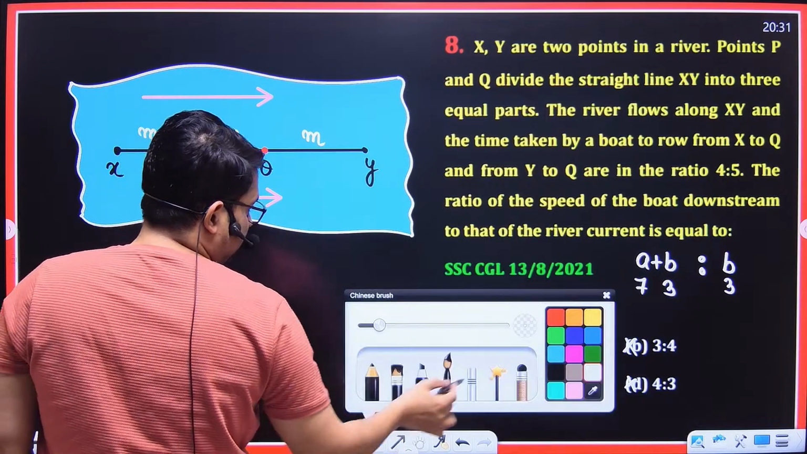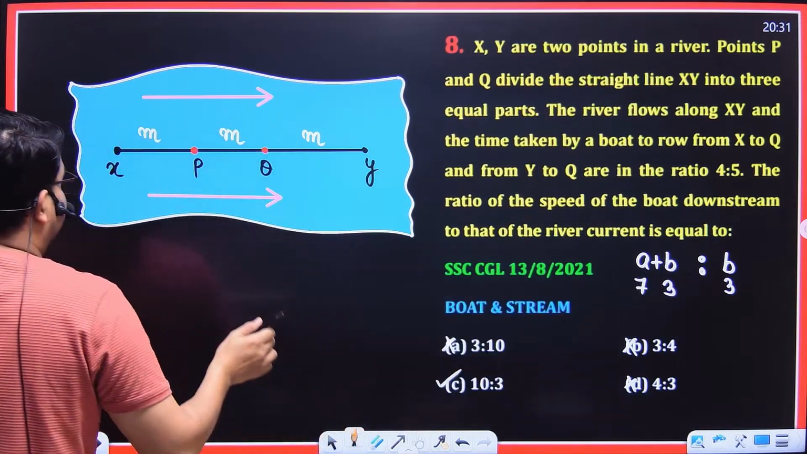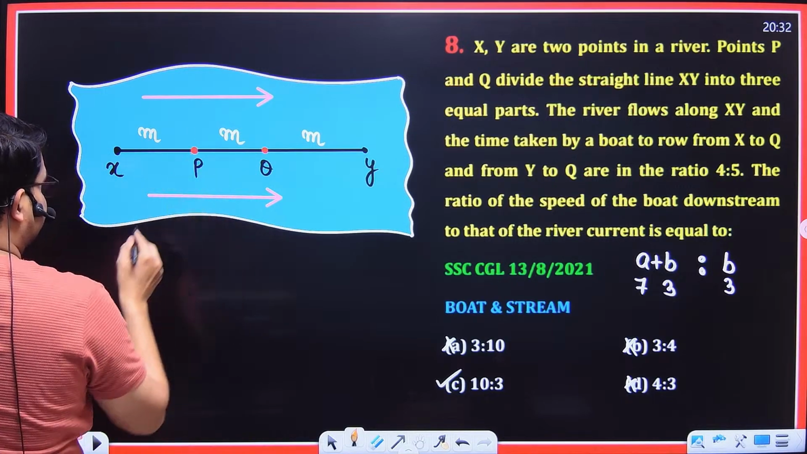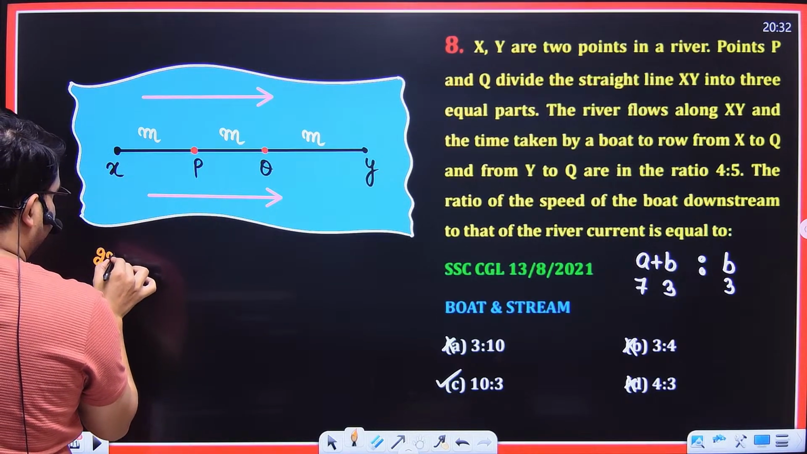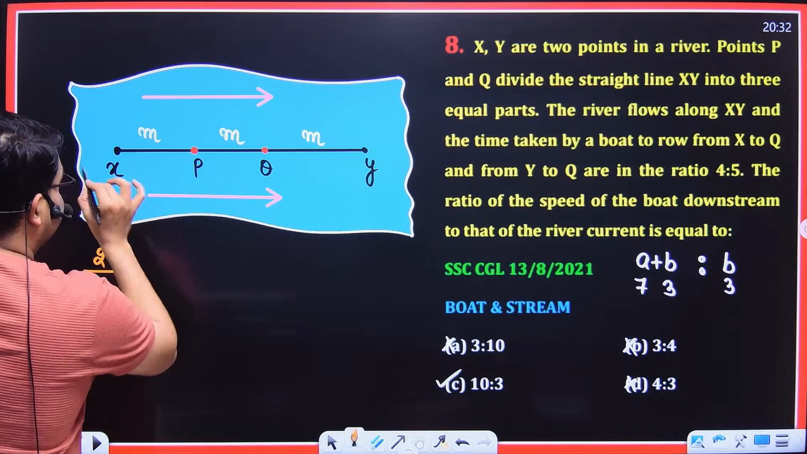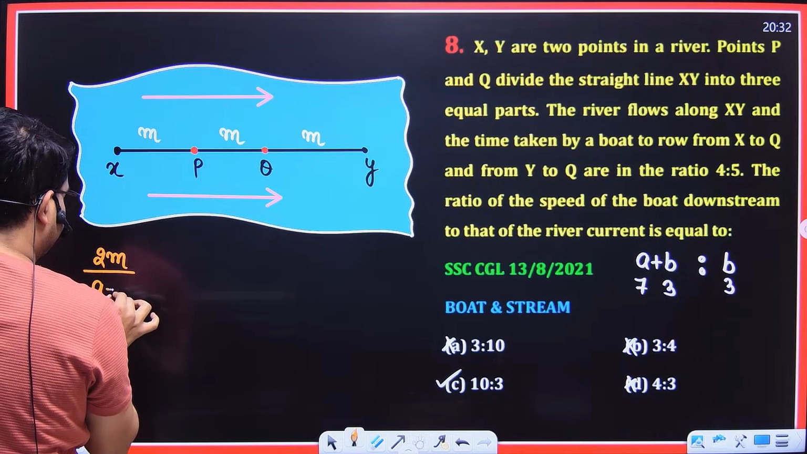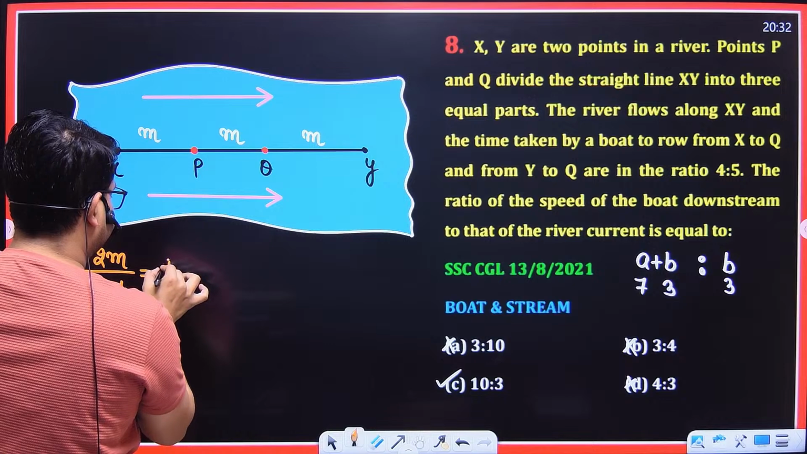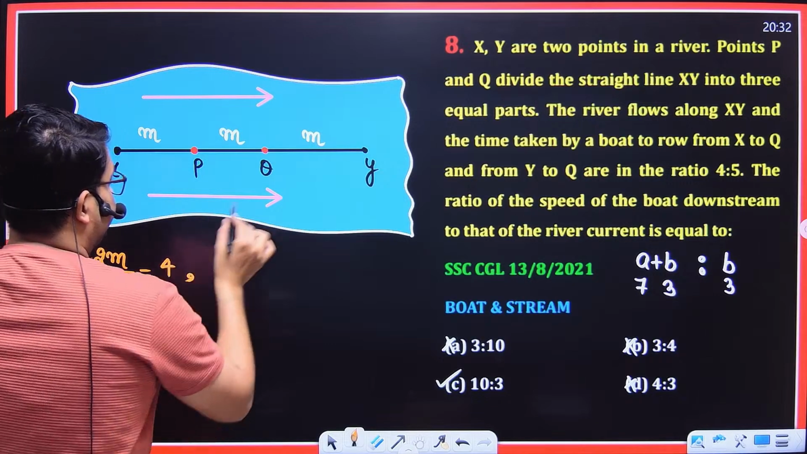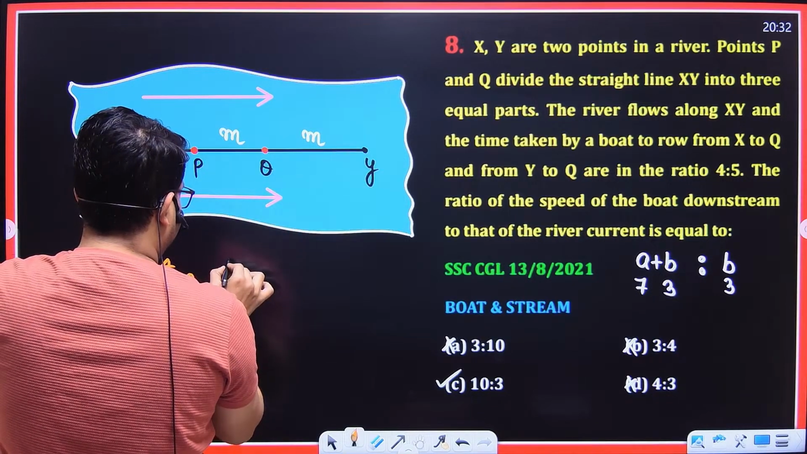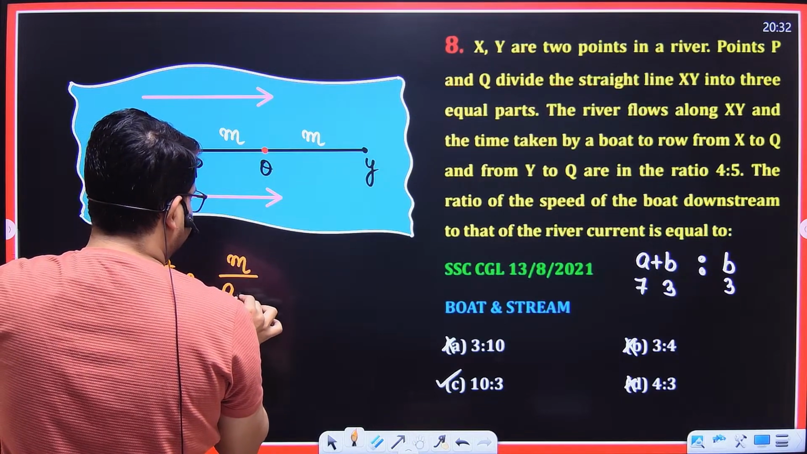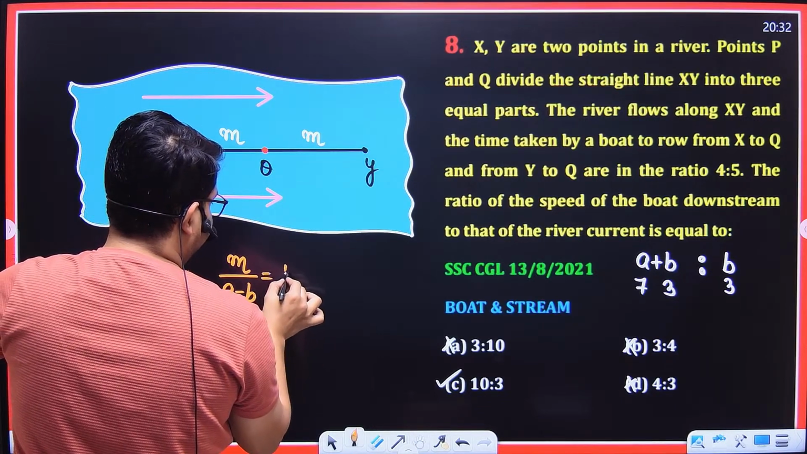It is given that the time taken by the boat to travel from X to Q, so from X to Q, the distance is twice M, and its speed is A plus B, is equal to 4. And again, from here to here, the distance is M, upon the speed A minus B downstream, is equal to 5.